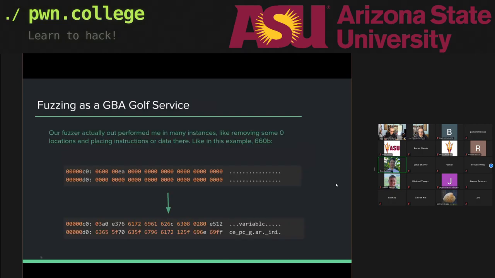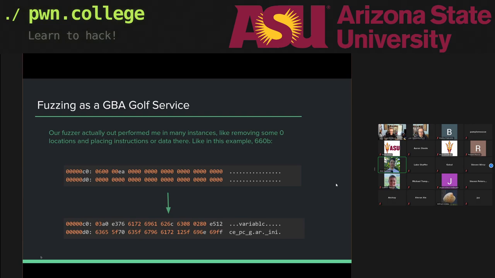Pretty cursed, I'd say. So I introduce to you fuzzing as a golf service, as a GBA golf service, good stuff. Our fuzzer actually outperformed me. I was trying to make some good GBAs and the fuzzer outperformed me after I gave it that initial small GBA. Doing stuff that I already told you about, like overwriting the header with instructions and data in such a way that it doesn't corrupt the GBA, which is pretty hilarious because it beat me to the punchline.